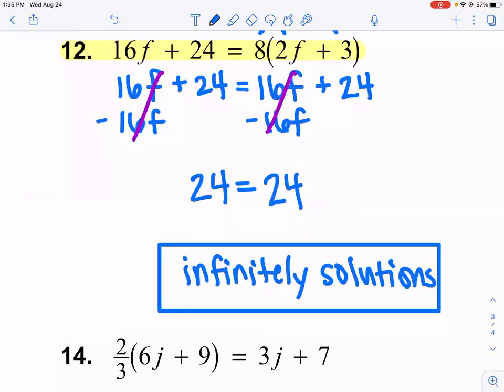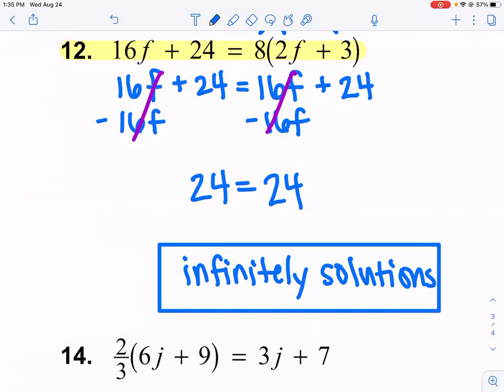If I were to plug in like -2, I would get -32 plus 24, which is, I think, -12. Nope. It's -8. And then over here I get -8. Okay. Any number I plug in for F is going to work because we have infinitely many solutions.